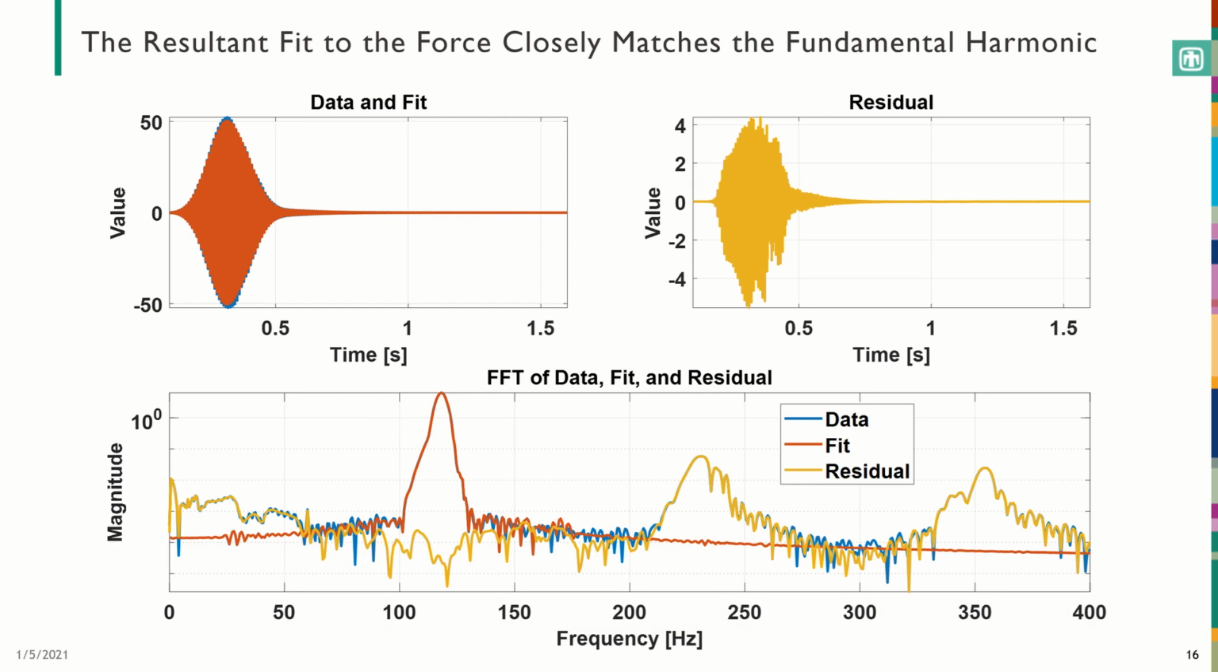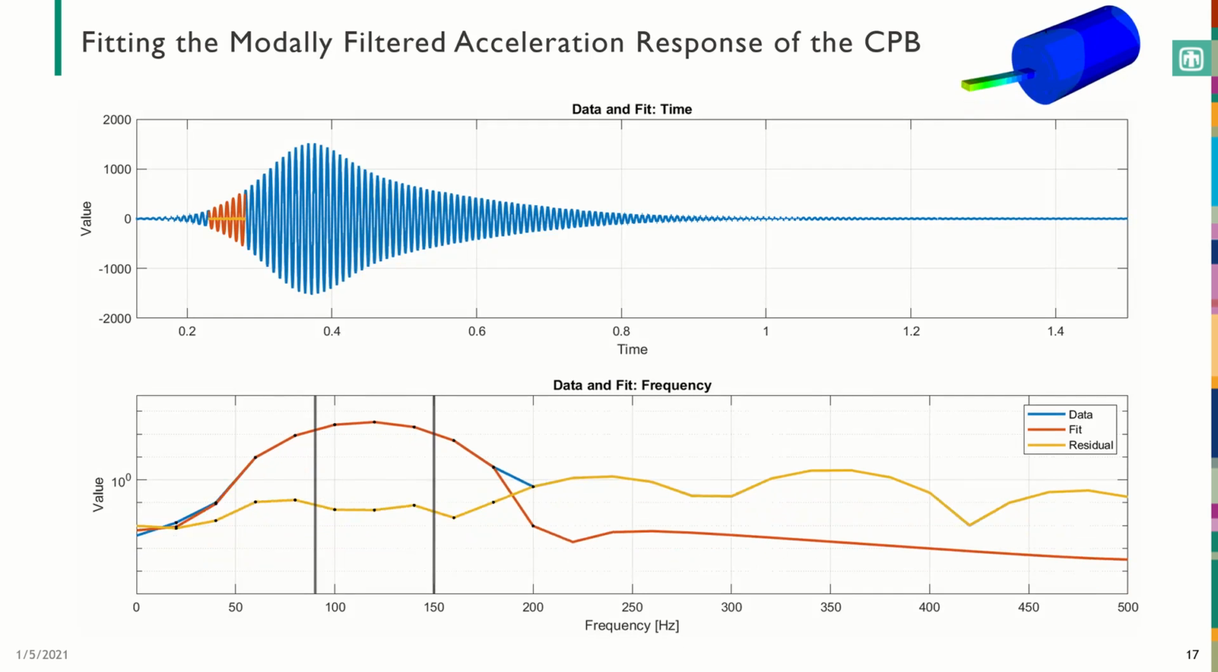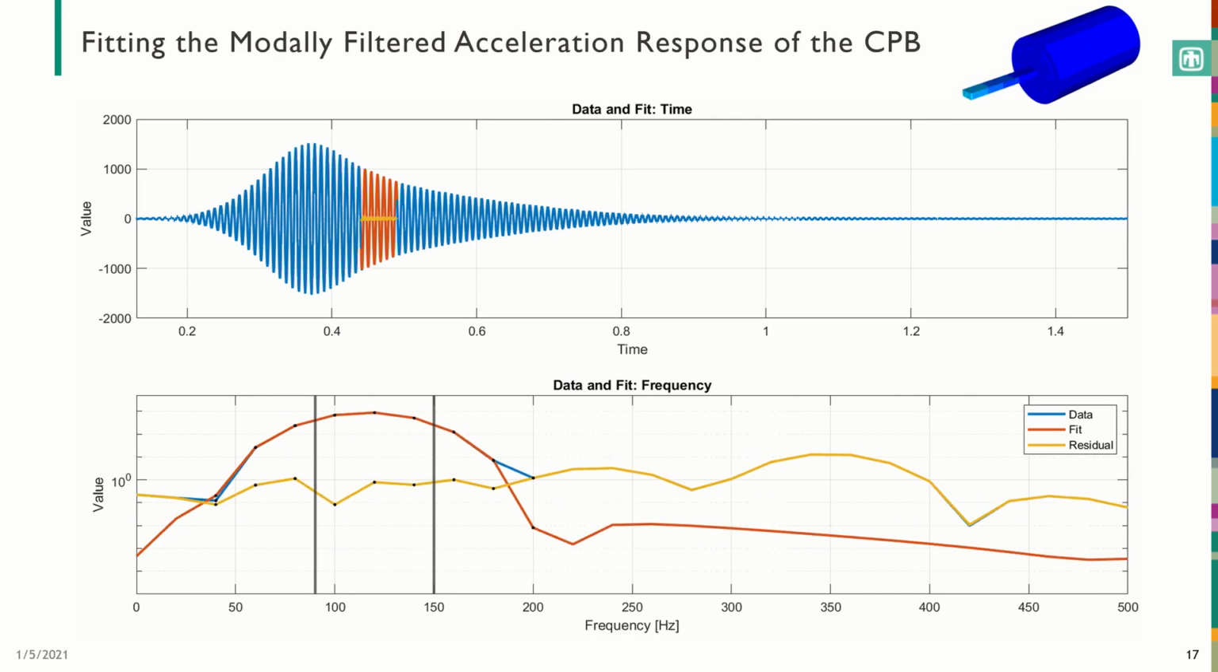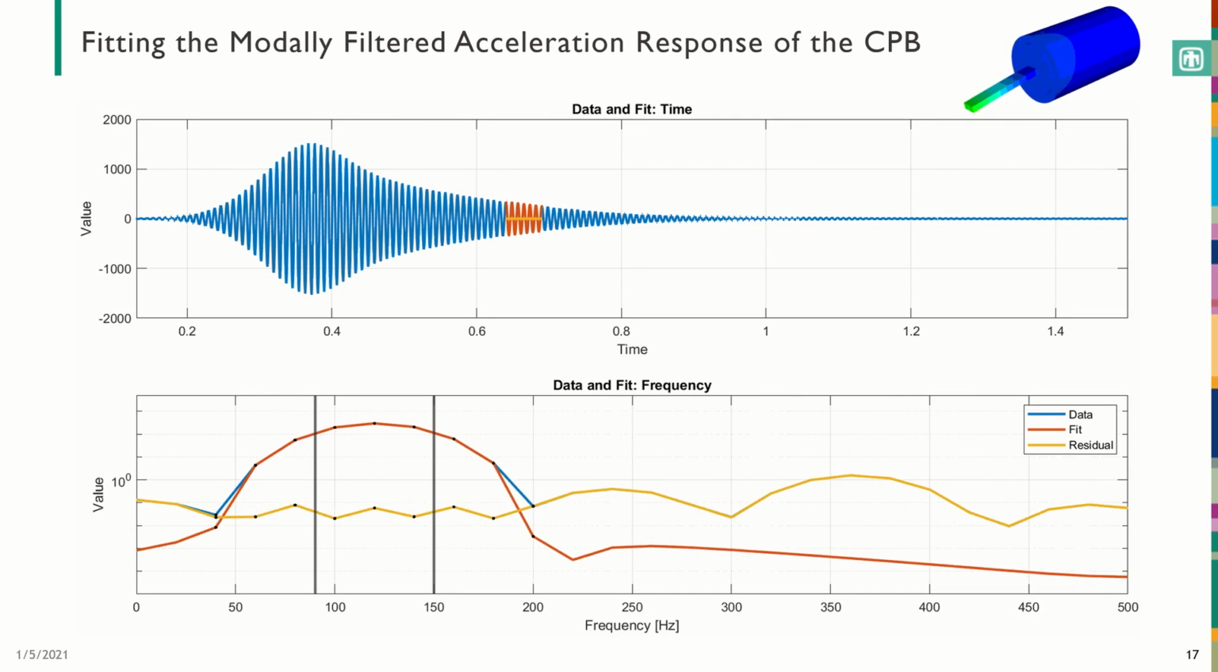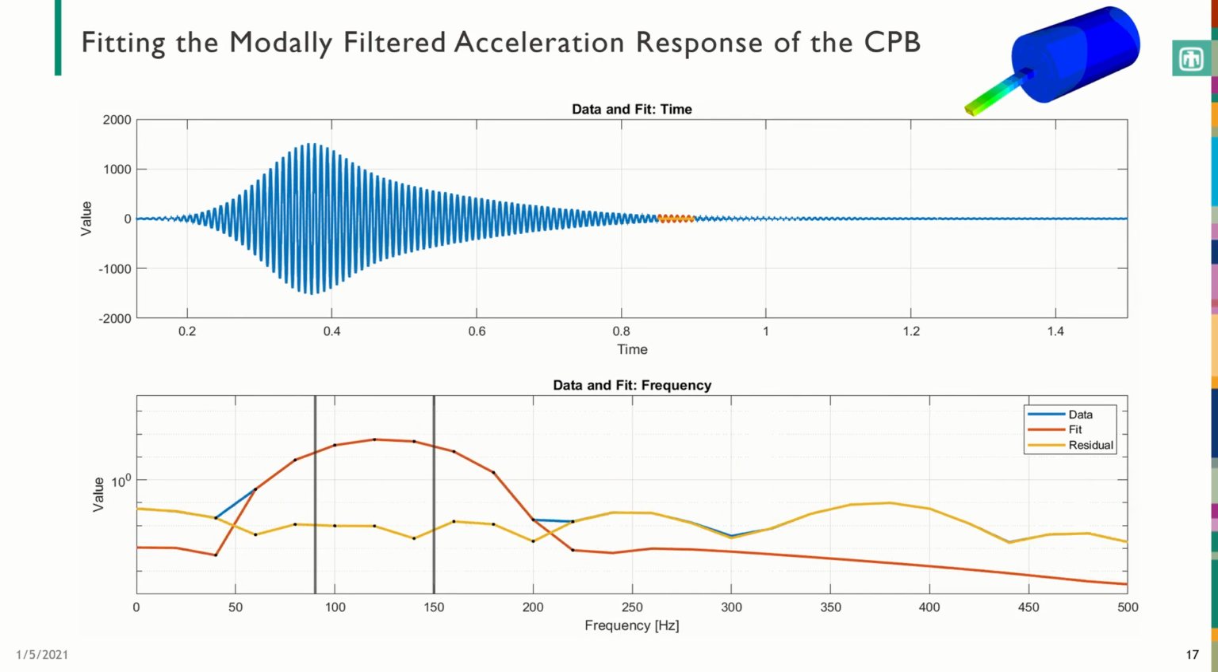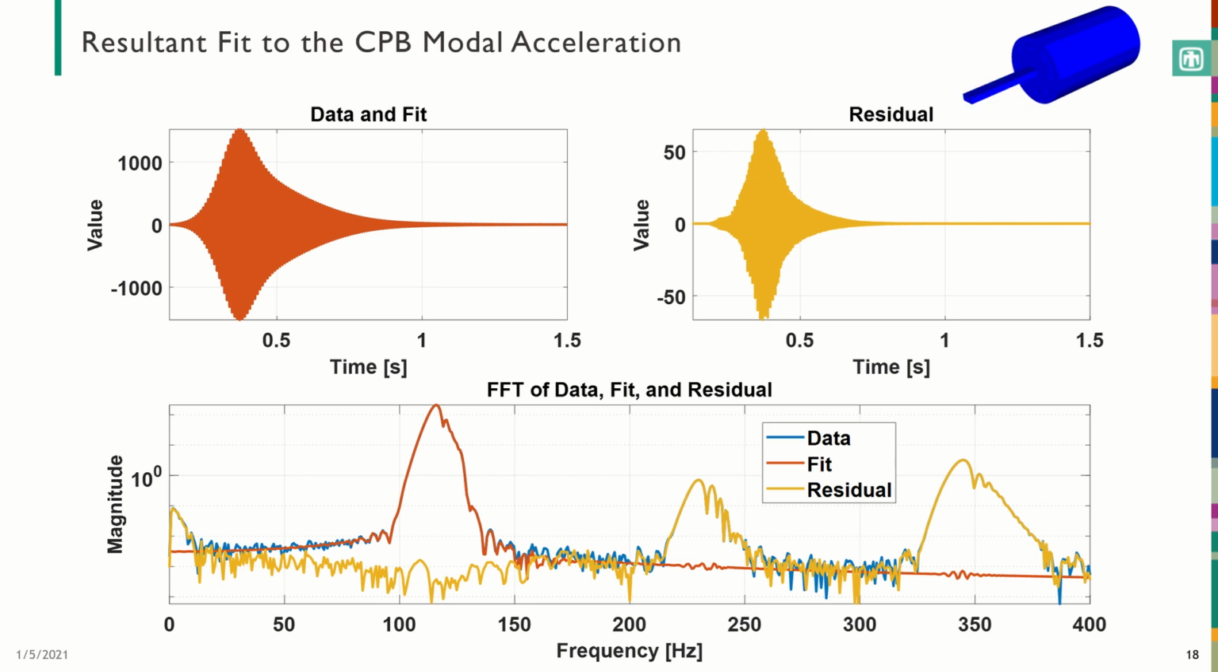This is what the resulting fit looks like compared to the raw signal. It very closely captures the fundamental harmonic. And then this is the fit to the modal response of the CPP. You can see an animation of what the mode shape looks like up at the top. And the resulting fit to the response also closely captures the fundamental, where here you can see that the residual is basically just the higher harmonics of what we've fit.